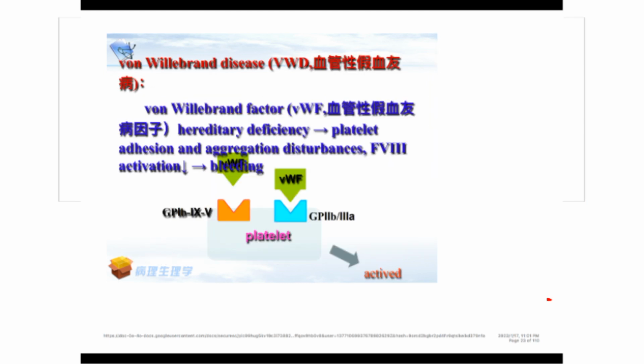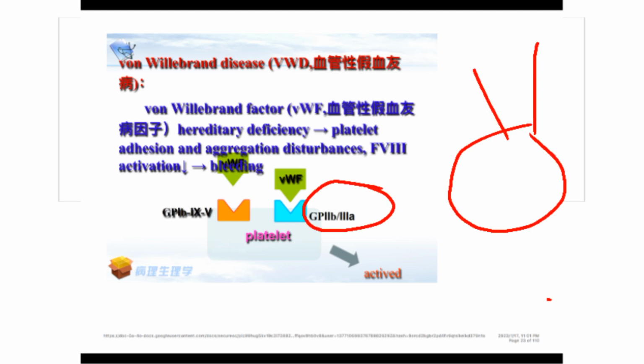So this is von Willebrand disease. As we have known, on the surface of the platelet we have glycoprotein 2b and glycoprotein 3a, GP2b/3a. This is the platelet. The platelet will use this GP2b/3a in order to adhere to von Willebrand factor, and this von Willebrand factor is synthesized by the vascular endothelial cells, right? So these vascular endothelial cells are the ones that produce von Willebrand factor.